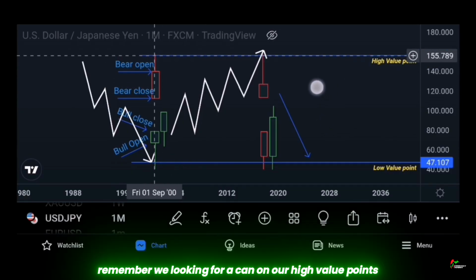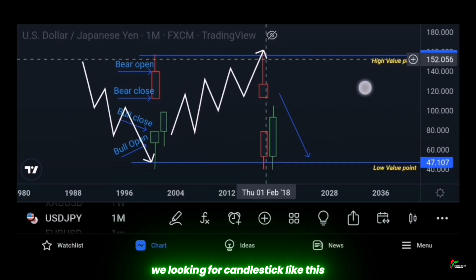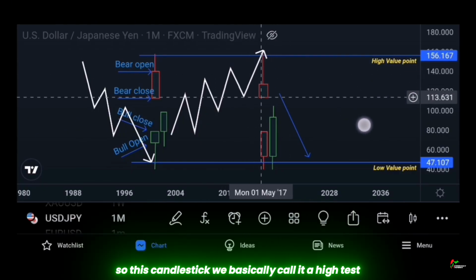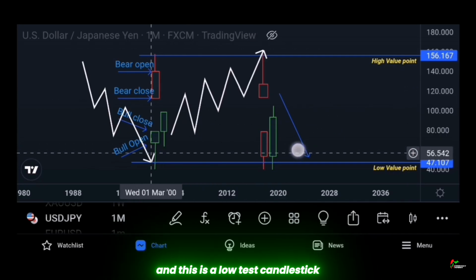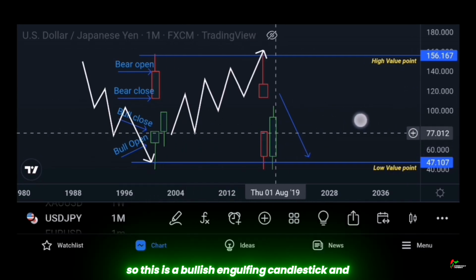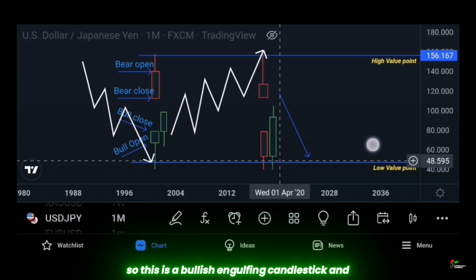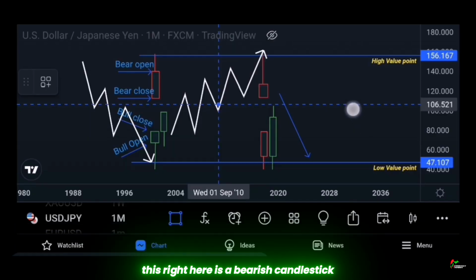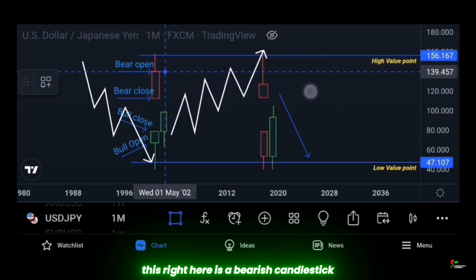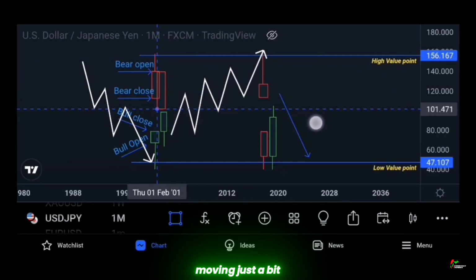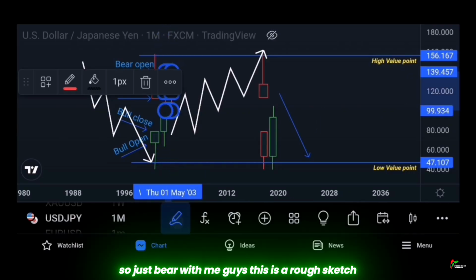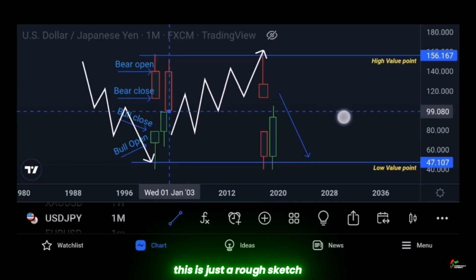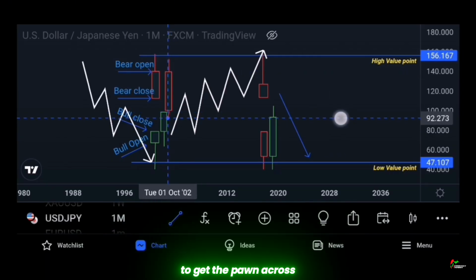Remember, on our high value points we're looking for a candlestick like this. This candlestick we call a high test, right? This is a high test candlestick, and this is a low test candlestick. This is a bullish engulfing candlestick, and this right here is a bearish candlestick. Alright, we're going to move it just a bit. So bear with me, guys. This is just a rough sketch to get the point across, right?